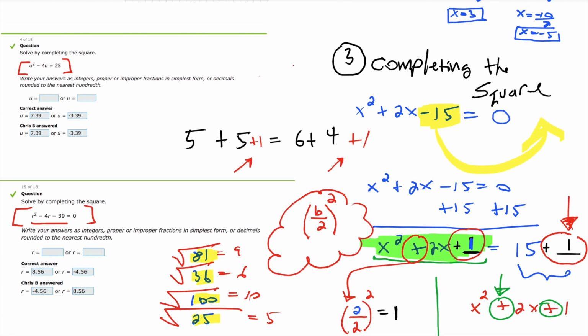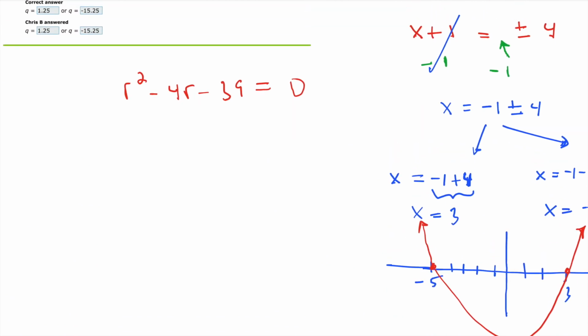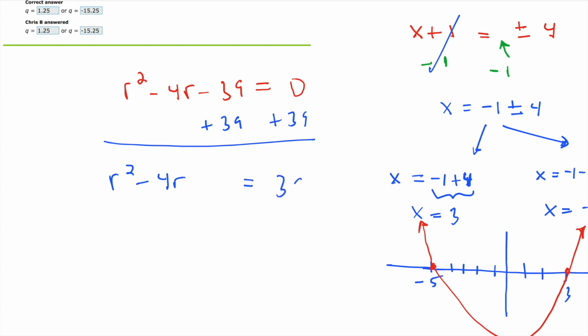All right, what's the first thing we're going to do? Add 39. Okay, so we're going to have r squared. What do I write? Equals 39. Then what do we do? No bookshelf business. Before you do that, you always want to go plus blank plus blank. Why do we do that? So you don't forget to do the second part of it.